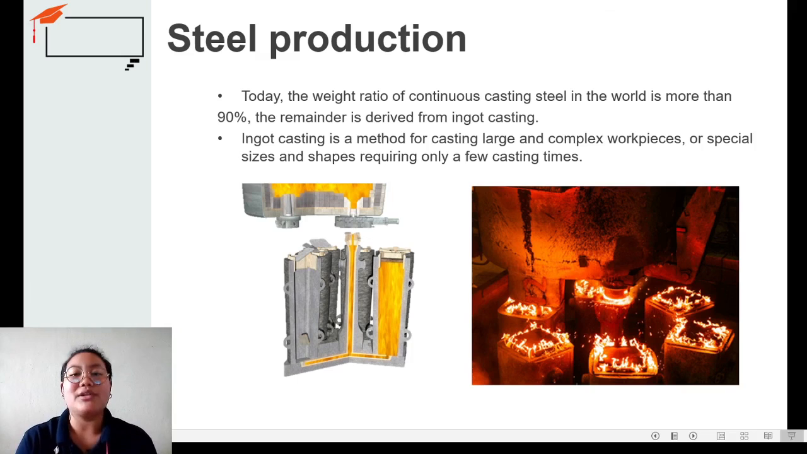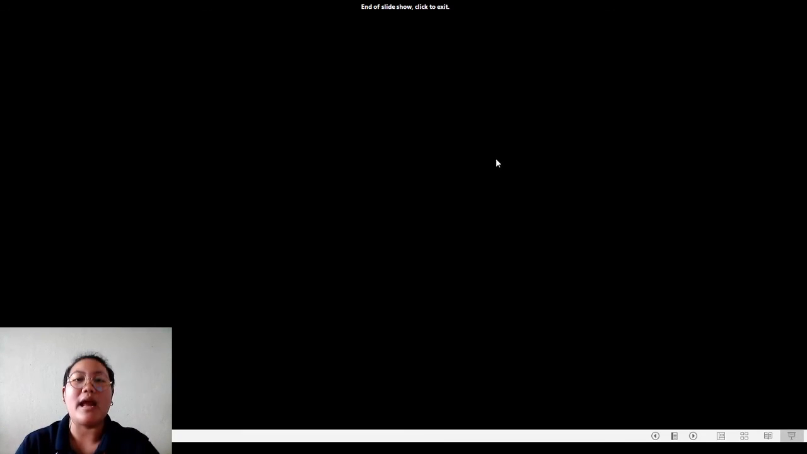Ingot casting is a method for casting large complex workpieces or special sizes and shapes requiring a few casting times. Okay, in summary, I talked about three things.